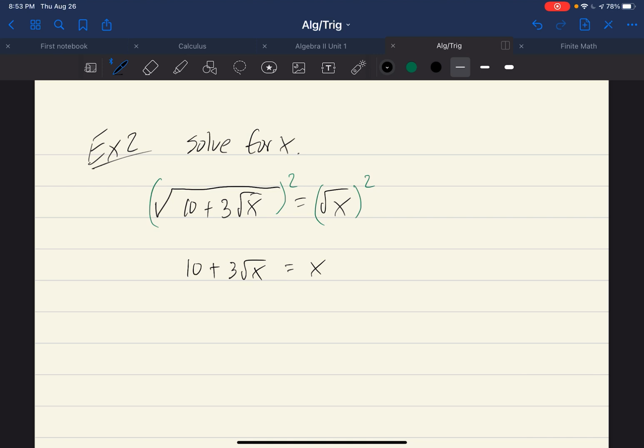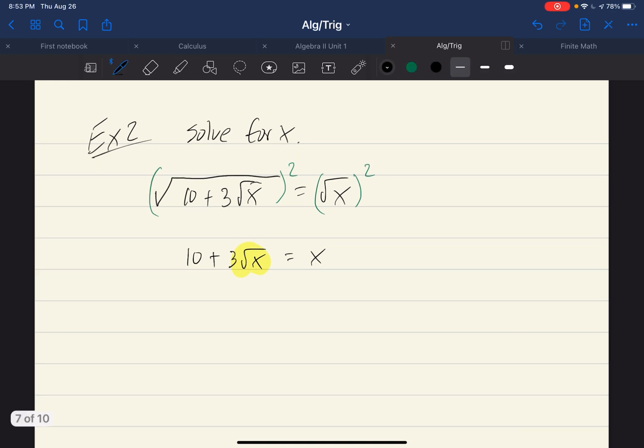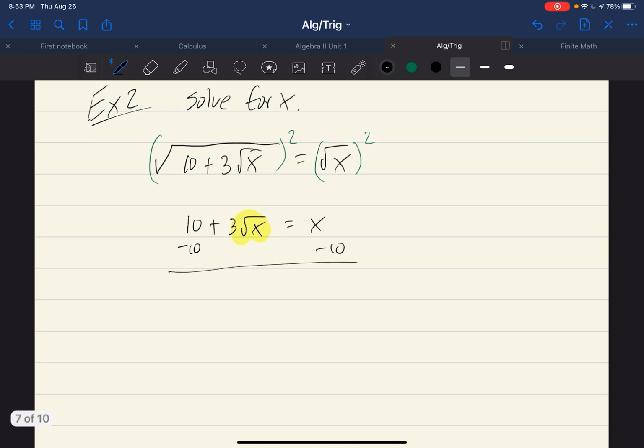Squaring and square rooting cancel each other out, so the x drops down, but it won't cancel out this square root. This one right here won't go away until we square each side of the equation again. To do that, we need to isolate that radical by moving the 10 over. So I'm going to subtract the 10 over to the other side of the equation, because you can't really square each side now, since you'll just create more square roots. So we need to isolate the radical. So 3 square root of x is equal to x minus 10. Now, it's okay to leave that 3 there.